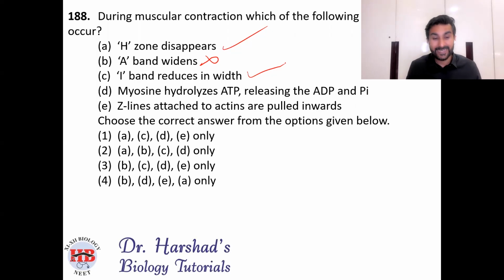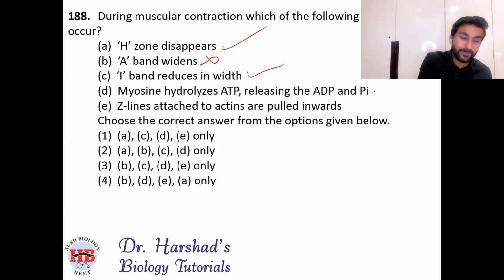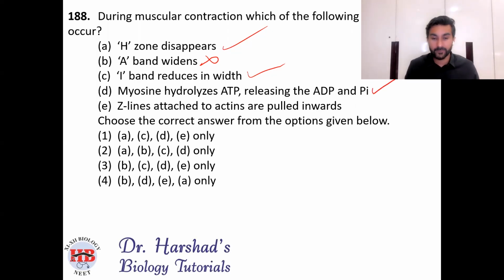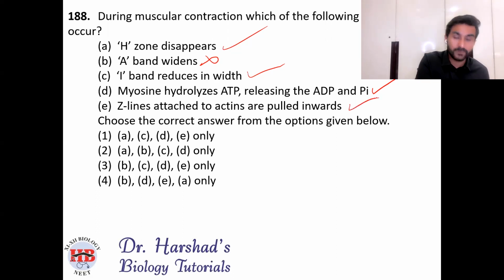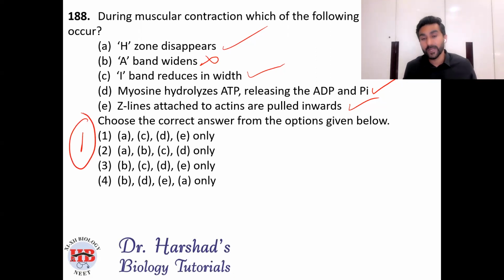Myosin hydrolyzes ATP. Yes, it has ATPase activity in the head, so it's a correct statement. Z lines attached to actins are pulled inwards. Correct. The Z lines move, so the length of sarcomere reduces. So statements A, C, D, and E happen. So option one would be our correct answer.